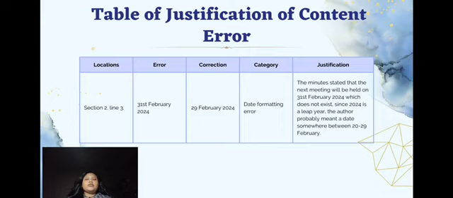Now, let's move on to the content. I identified areas where additional details or clarity would enhance the document. For instance, the writer uses a date like 31st February 2024 for their next meeting, which does not make any sense as the date does not exist. Since 2024 is a leap year, the author probably meant a date somewhere between 20 until 29 February. This kind of mistake will cause confusion and may affect the readability of the document's content.